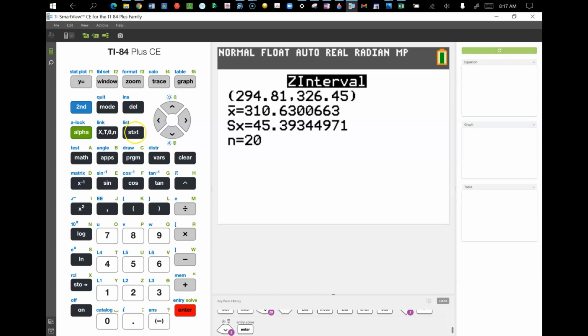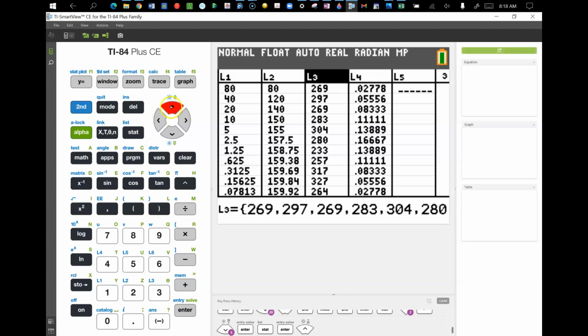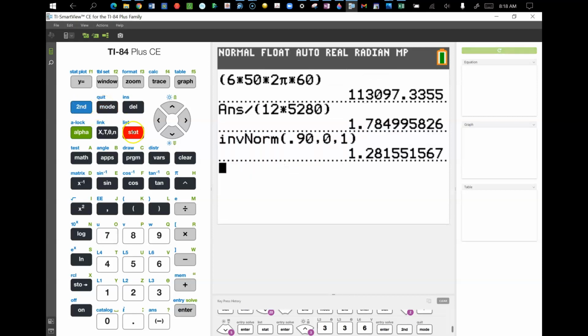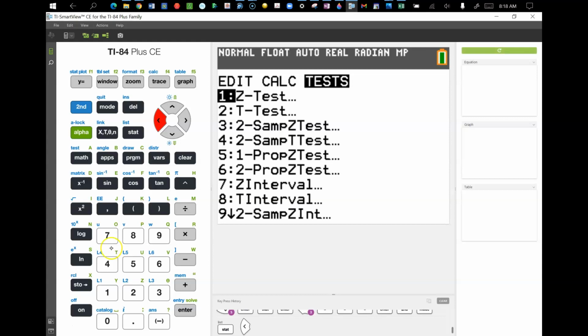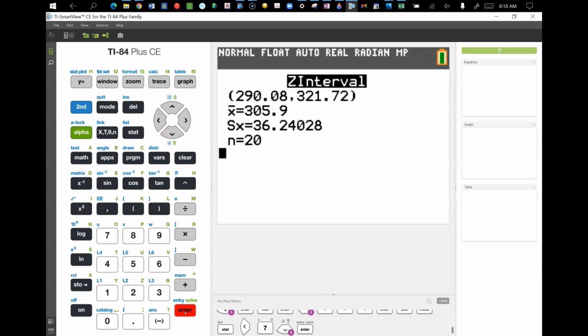So to point out my mistake, I go back to the data here, and I went through this, and I found that my last entry was wrong, and it should have been 336. So I'm going to go ahead and change that and hit enter, and then we're going to go ahead and do this calculation all over again. So stat tests number 7, all the information is there already, and we're going to calculate this. And there we go. There's the correct confidence interval. And I only know that because I've already done this problem.